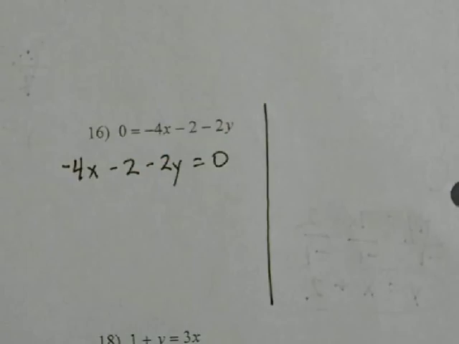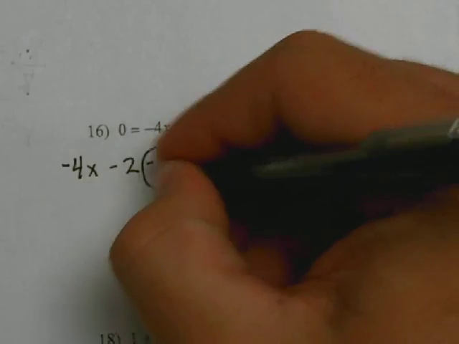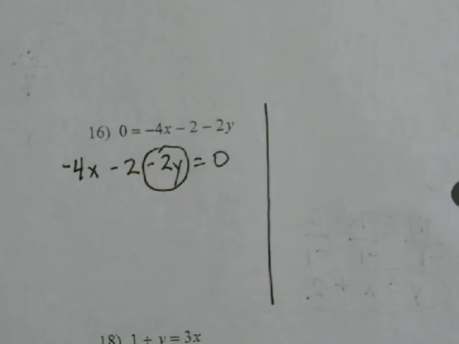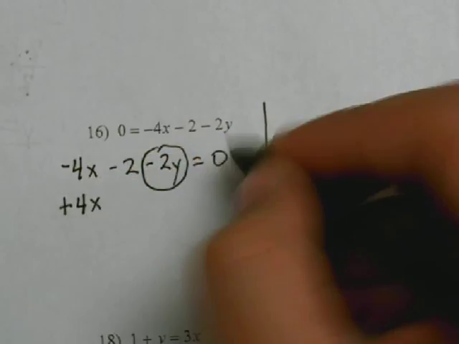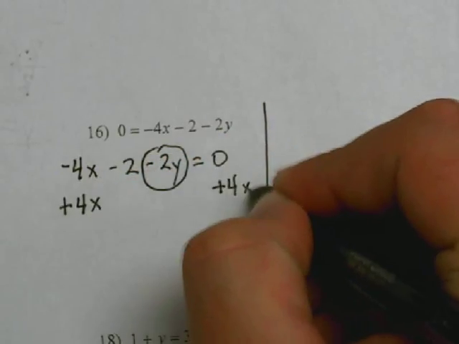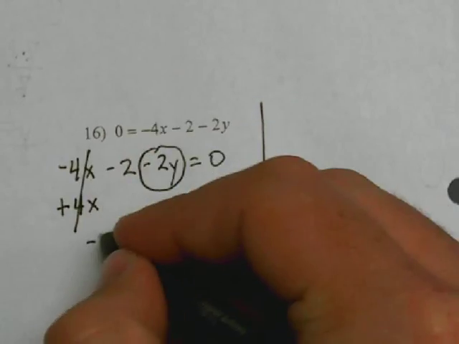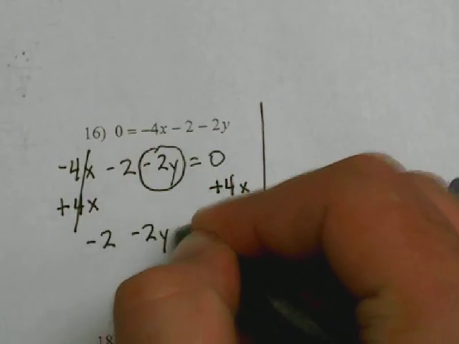And then begin to solve, then ask yourself the question, is y on the left side? Yes, it is. It's right here. So what you'd have to do is move everything else to the right side. I just do one thing at a time. So I'm going to start by adding 4x to both sides. That cancels. I got negative 2 minus 2y equals 4x.